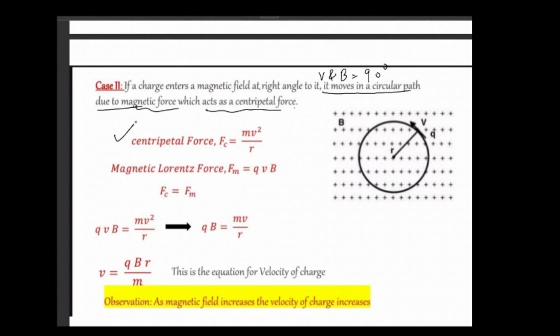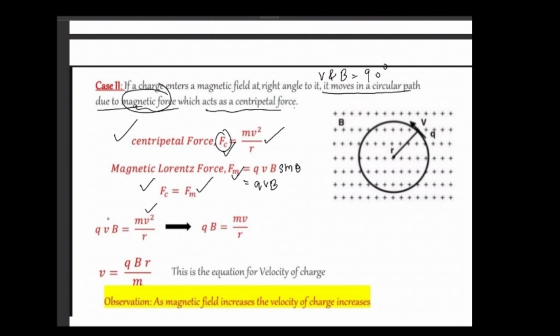What is the formula for centripetal force? We denote centripetal force as Fc, and we studied in lower grades that the equation for centripetal force is mv² by r. And I already told you that the centripetal force is provided by the magnetic Lorentz force. What is the equation for the magnetic Lorentz force? F = QVB sin theta. And here theta is 90, sin 90 is 1, so the equation is QVB. Since this magnetic force is giving the centripetal force, we can equate them.